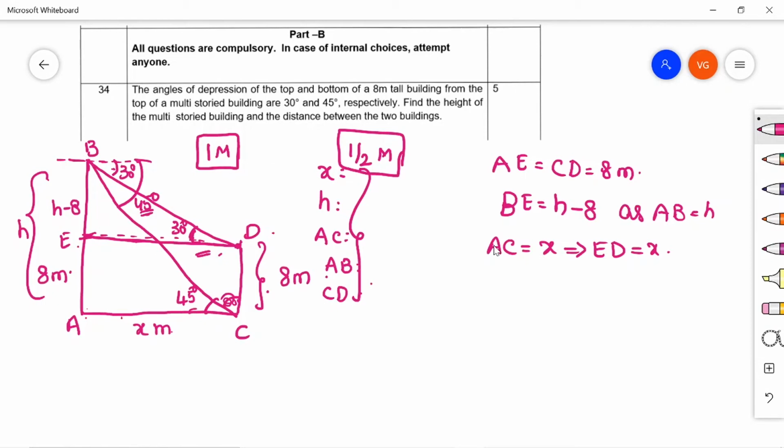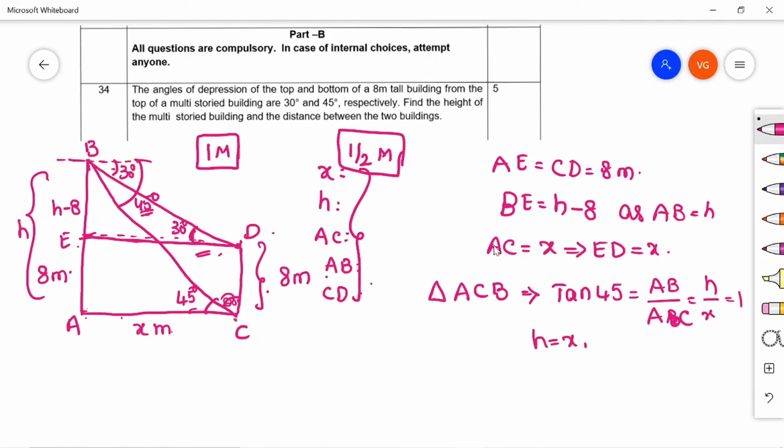Now consider triangle ACB. See here, triangle ACB. From here, tan 45 I am writing. So tan 45 is equal to what? Opposite by adjacent. That is AB by AC, so that is h by x. So tan 45 is equal to 1. So h is equal to x. One equation we got here. Let us say this as equation 1.